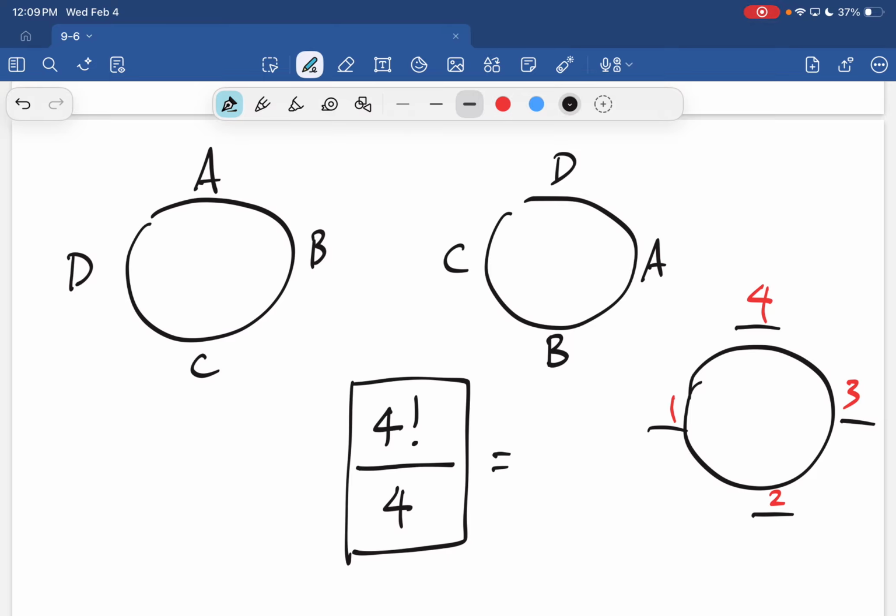And our answer is 3 factorial. 4 factorial is the number of unique orders, and 4 is the number of ways to rotate. So for number 7, the answer is going to be 7 factorial: 8 factorial is the number of unique orders, divided by 8, which is the number of ways to rotate.